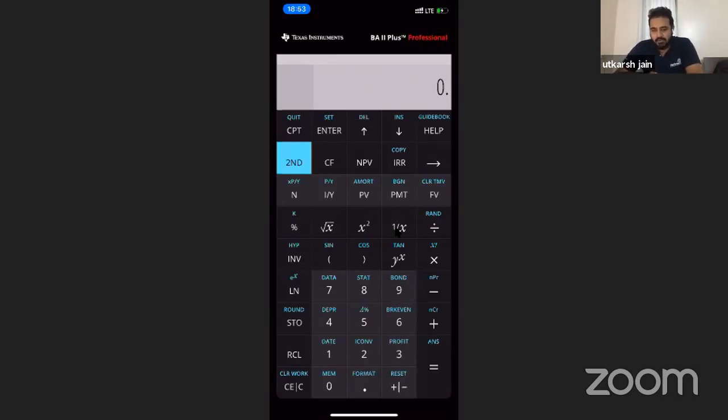So here's what I'm doing. Observe carefully. 100 plus 10% equal to, so that became 110. Minus 8% equal to, that became 101.2. Plus 15% equal to became 116.38. Plus 6% equal to became 123.62. Right?